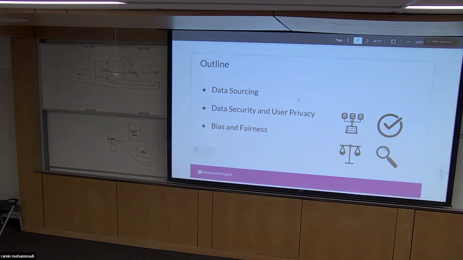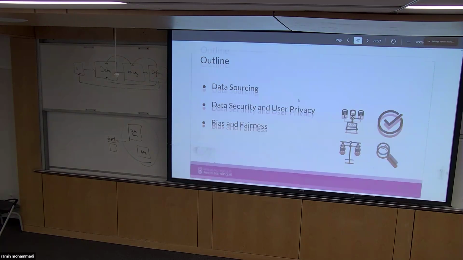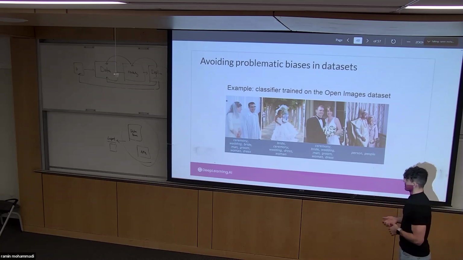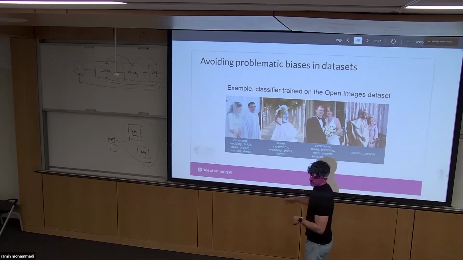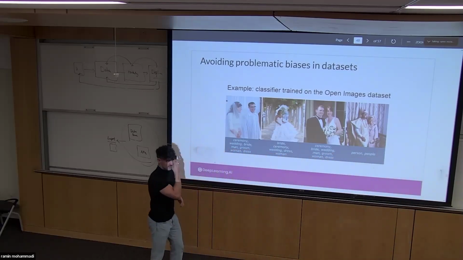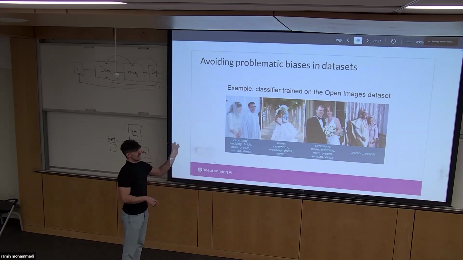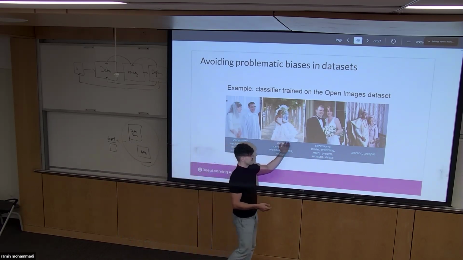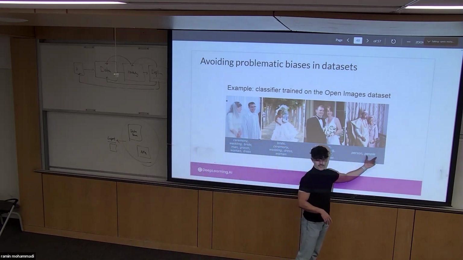go back here. So we're going to talk about data sourcing, security, privacy, and bias and fairness. This is an example where the classifier was trained on open source data. This is a paper for it, I think we have it actually on the canvas. The idea was to make an image classifier for wedding photos, to detect if this is a wedding photo or not. And as we see, ceremony, bride, ceremony, and just person, people, right?